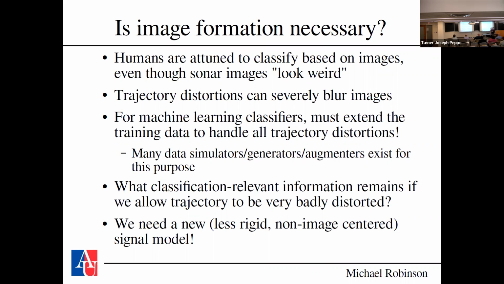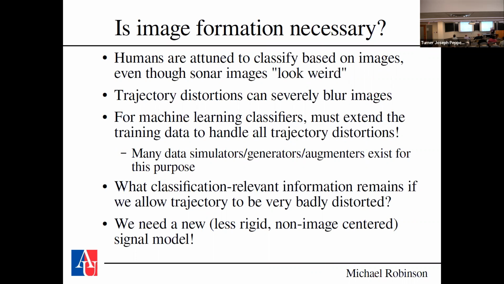Well, so my real question is, what relevant information is still there if you allow severe distortions? And by severe, I'm going to put on my differential topologist hat and say any smooth function can distort my trajectory. That's pretty severe. I'm not likely to be able to algorithmically autofocus my way out of this problem.